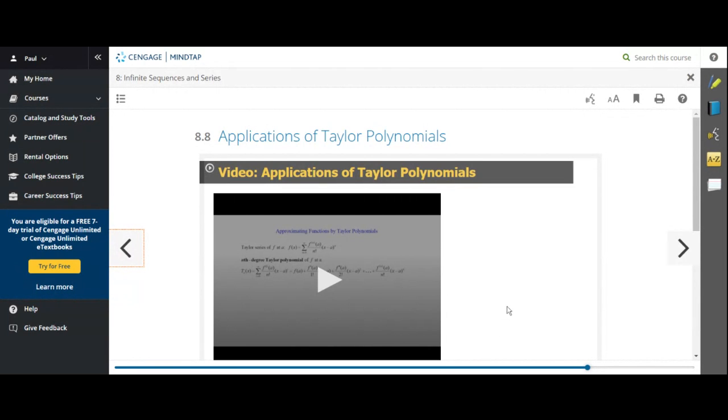Okay, so applications of Taylor polynomials. There are many applications of Taylor polynomials in math and physics, for instance. And you all know what a polynomial is. How many of you consider yourselves to be experts on polynomials at this point in your life?